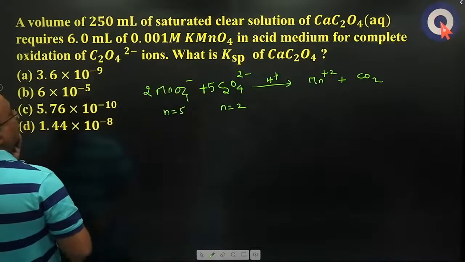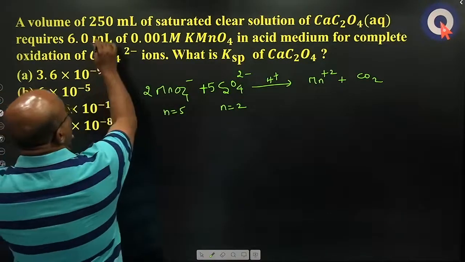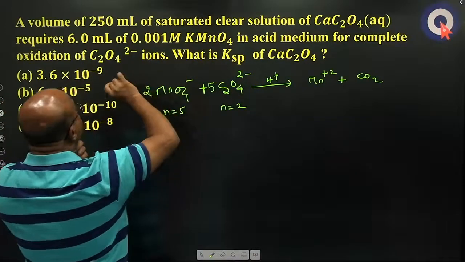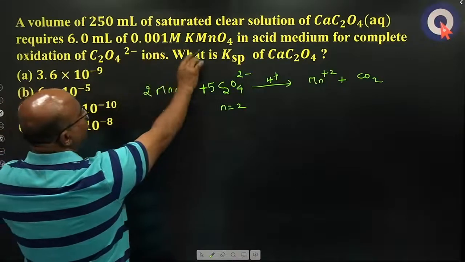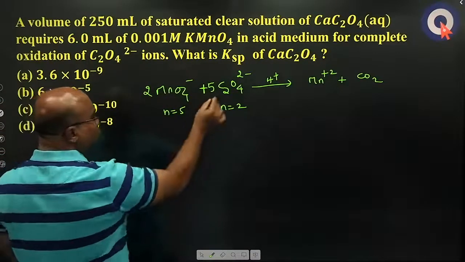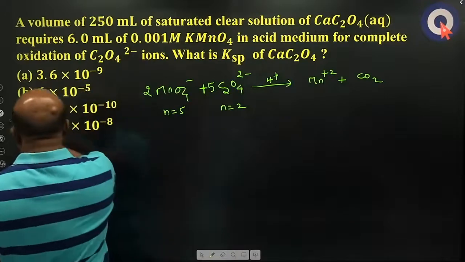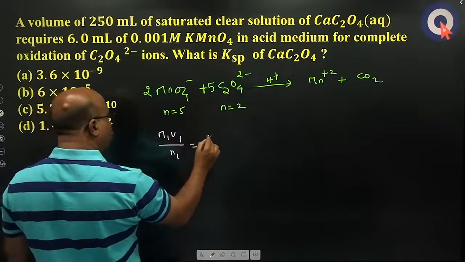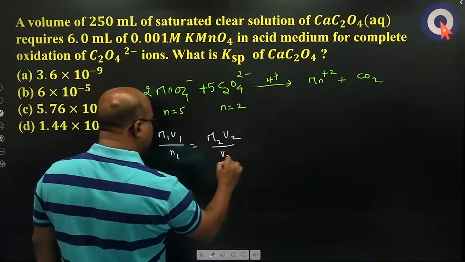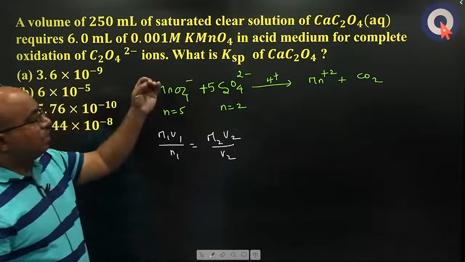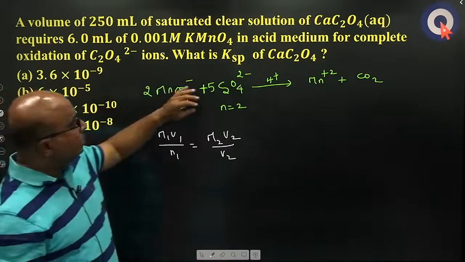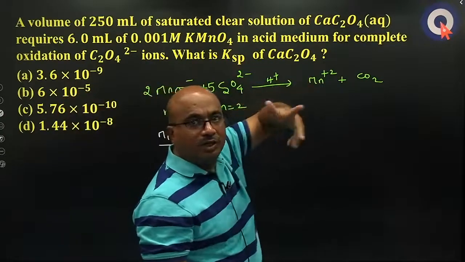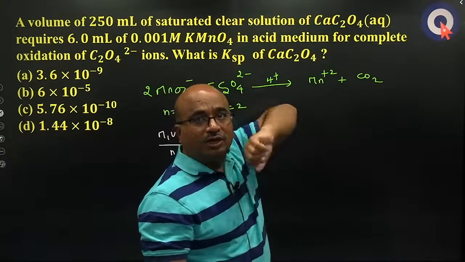So now what is given for us? The 250 ml of a saturated solution we have taken, and our oxalate concentration is something, and it requires 6 ml of this 0.001 M KMnO4 in acidic medium. So we can use the molarity relation directly, M1V1 by N1 equals M2V2 by N2. That means we can determine the concentration of oxalate ion. If you know the oxalate ion concentration, the calcium ion and oxalate ion concentrations will be the same, because it is a clear saturated solution.